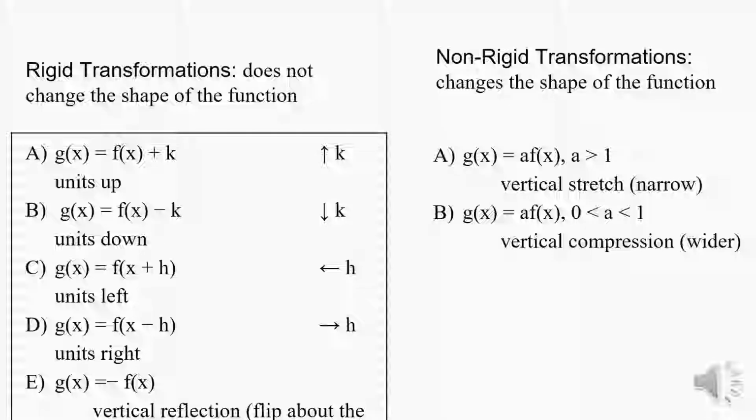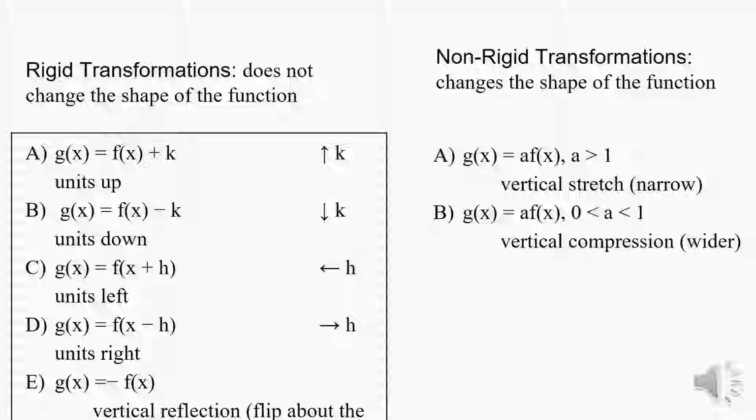So here are the transformations that we've talked about. A number on the outside, so a plus or minus k, moves the graph up or down. A number on the inside, plus or minus h, moves the graph left or right.